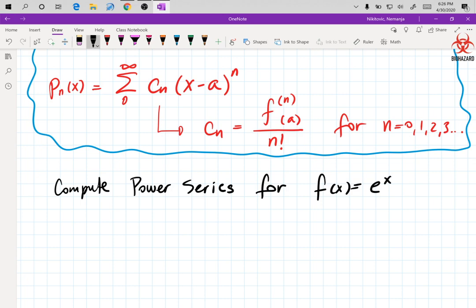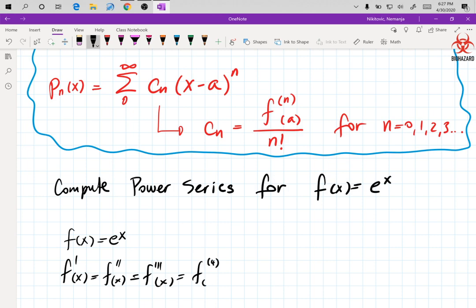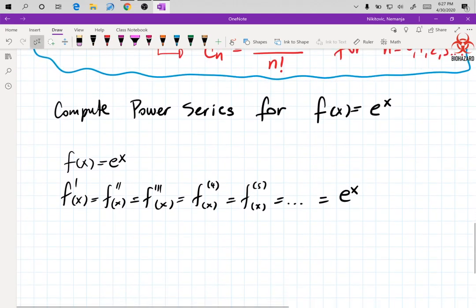So what do I have? I have a whole bunch of derivatives that I need, right? So my function f of x is e to the x, and then my first derivative is the same as the second derivative, is the same as the third derivative, is the same as the fourth derivative. This is where notation switches to that parenthesis notation that we had before, and they're all e to the x. It's a boring function, right?